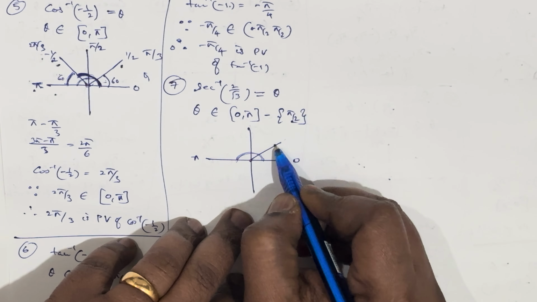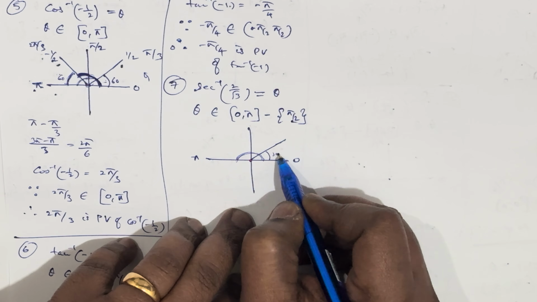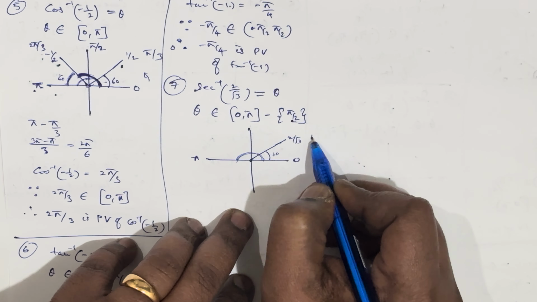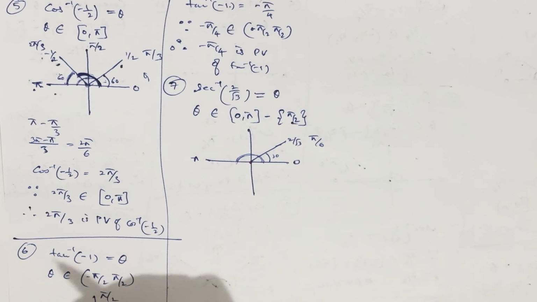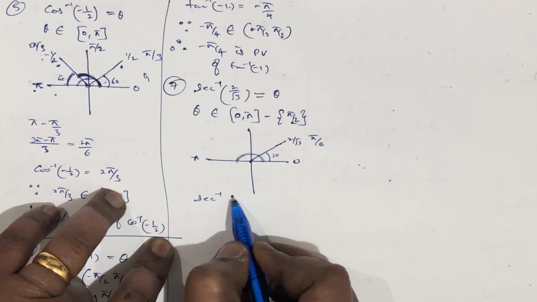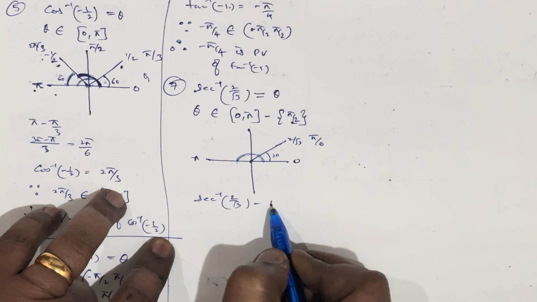So secant is positive at some angle of 30 degrees. I mean this 2 by root 3 is at 30 degrees, which is pi by 6. So we can write secant inverse of 2 by root 3 is equal to pi by 6.